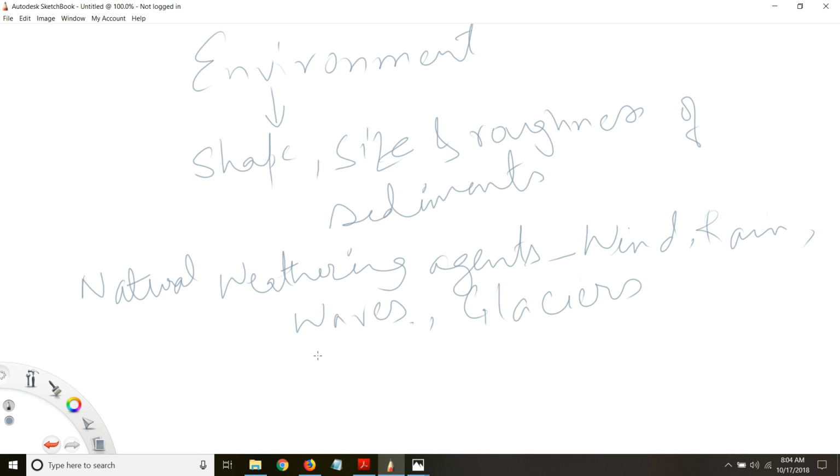So what happens is these sediments, so think about a riverbed. This is your river. Just trying to draw it here. This river is carrying all these sediments, right? Some are sharp, some are small, some are large in size, some are medium in size.